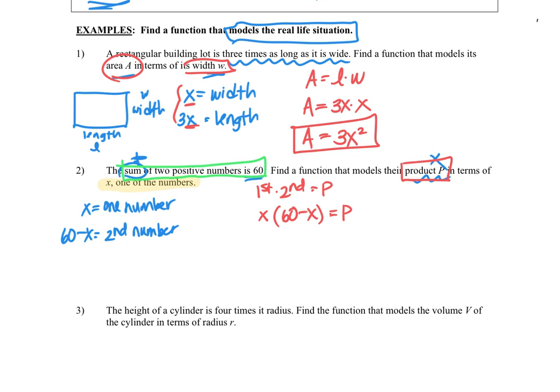That's equal to the product. And I could simplify that a little bit. I could distribute that, which gives me 60x minus x squared is equal to the product. And that's my answer. Okay, good.